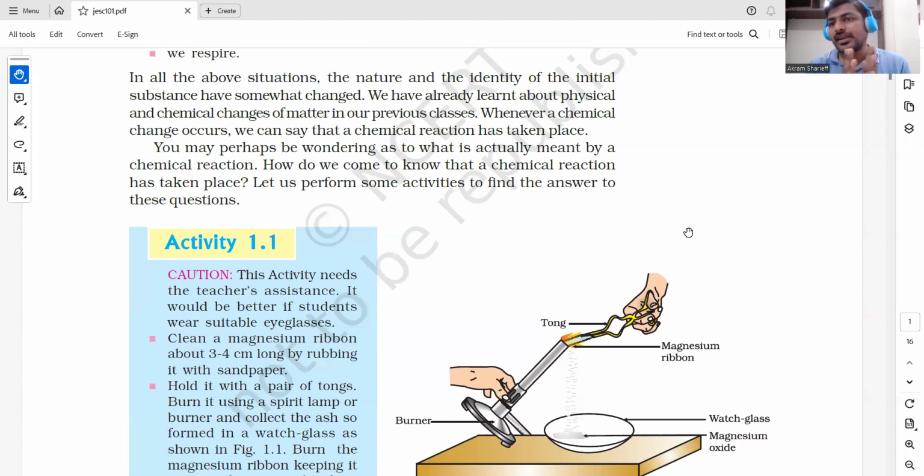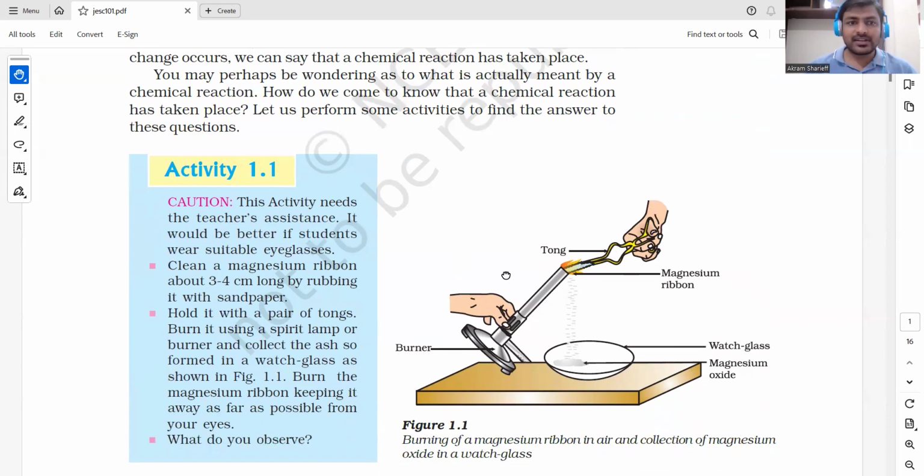It is not a chemical reaction because no new substance has been formed. But if I say that carbon has combined with oxygen to give carbon dioxide, then a new substance is formed, right? So we can say that a chemical reaction has occurred. That is how you differentiate between a physical change and a chemical reaction. Anyways, we have some activities which we can do to understand a chemical reaction in a better way.